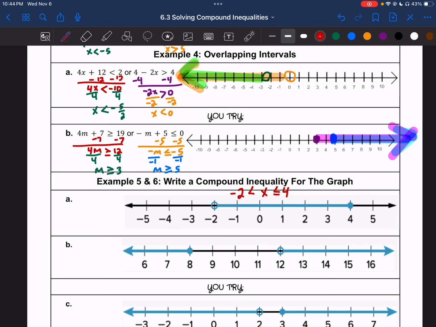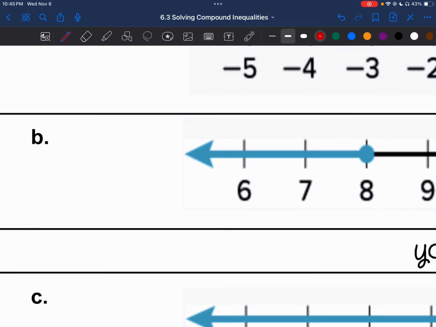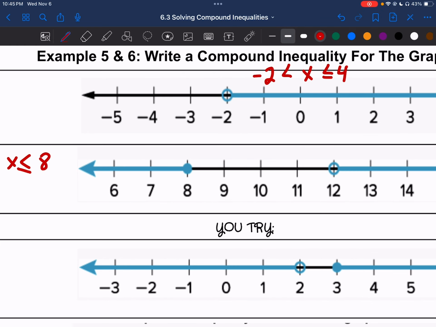Okay, so letter B. We have two intervals that are pointing in opposite directions. This means we're going to have two different inequalities. So the first one, the one on the left, we're going to the left, so that's going to be less than, it's a closed dot, so it's less than or equal to 8. My second one, we have an open dot, and it's going to the right, so we're going to have x is greater than 12. All right, there are two you try problems. I want you to do these two, and then check your work against mine.